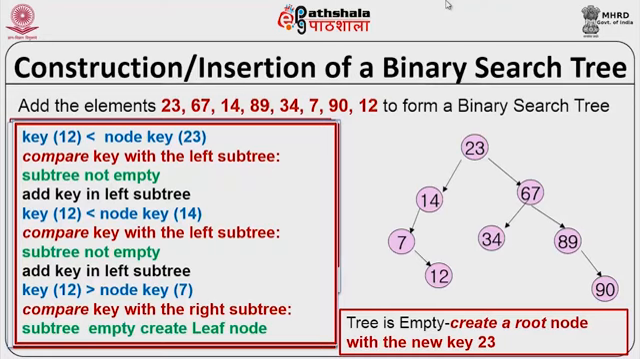Okay. So, you will see that as we add 23, 67, 14, 89, 34, 7, 90, 12, the order in which you have given these elements determines the structure of the binary search tree. If you change the order, you would get a different binary search tree. In fact, if you give it in ascending or descending order, you would get a skewed tree also. So, this is the construction, the insertion, of a binary search tree.